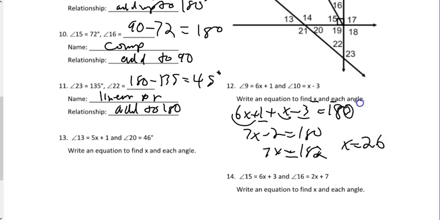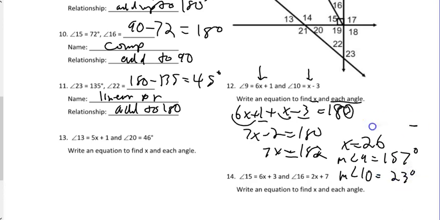Now, it said find x and each angle, so that's only part of our answer. We need to plug 26 in here and here. So the measure of angle 9 is 6 times 26 plus 1, 157. And the measure of angle 10 is 26 minus 3, 23 degrees. All that is my answer: x and both angles. And notice they both add up to 180. Okay, moving on to number 13.